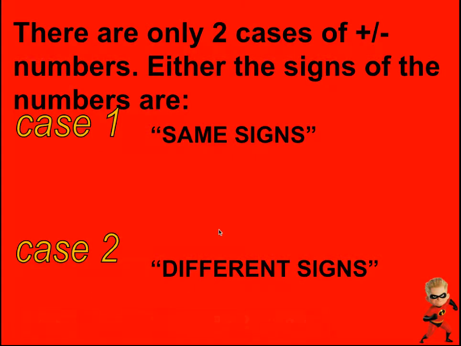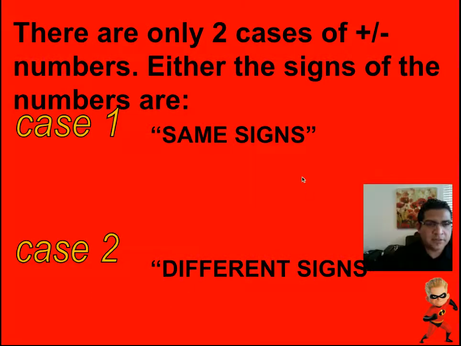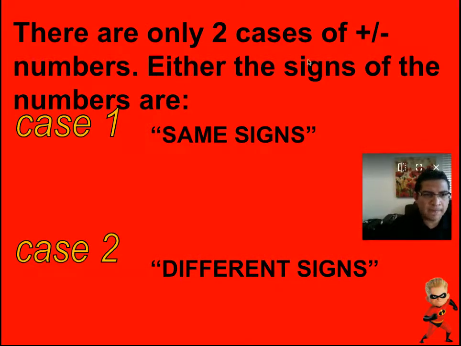So you're going to have two scenarios. Scenario one will be put right here. There are only two cases for positive and negative, right? So you can either have the signs be the same, or the signs could be different. So let's see what happens when they are the same.